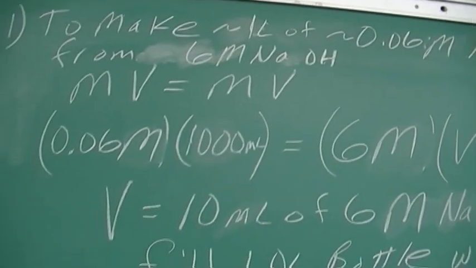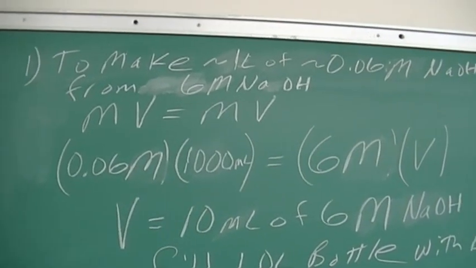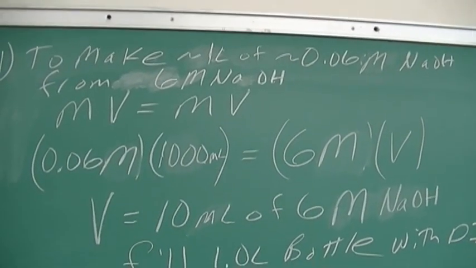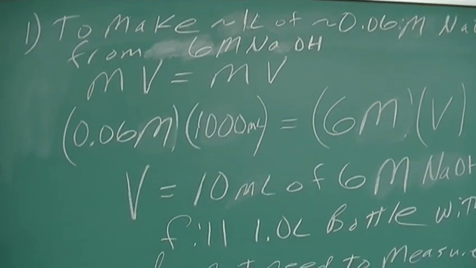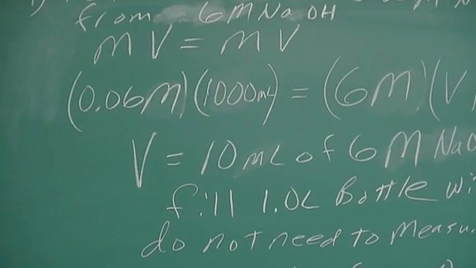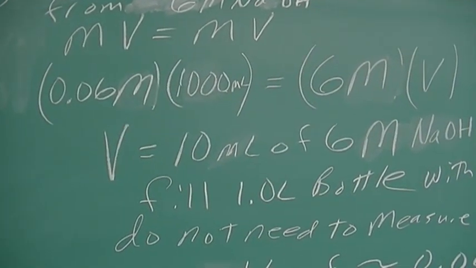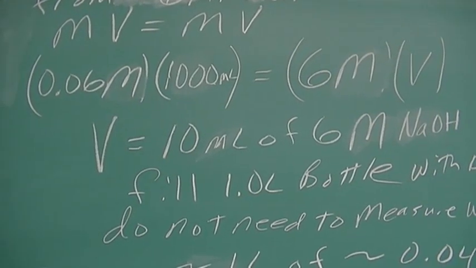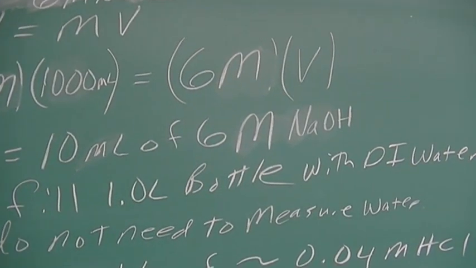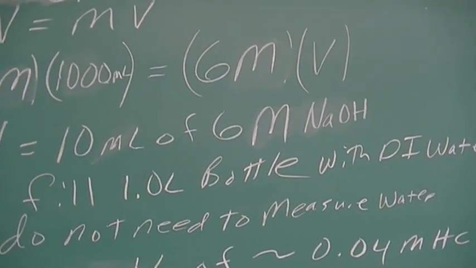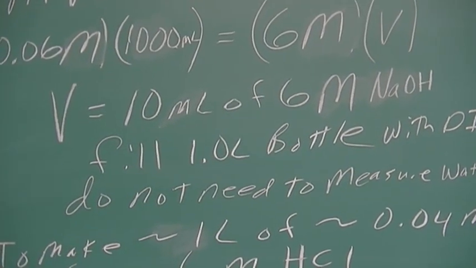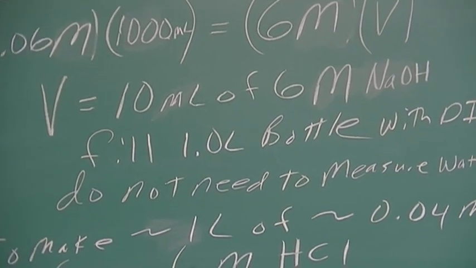All right. So if you can see this, to make about 0.06 molar NaOH from 6 molar NaOH we do a dilution. MV is equal to MV. So we want to make 0.06 molar and we want to make approximately 1 liter. I have converted the 1 liter into 1,000 milliliters, and that is equal to your 6 molar at what volume? So that is the question. What volume of the 6 molar do we need? We divide both sides by 6 and we get the answer of 10 milliliters of 6 molar NaOH.